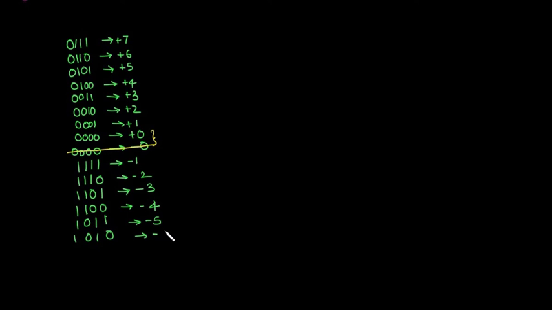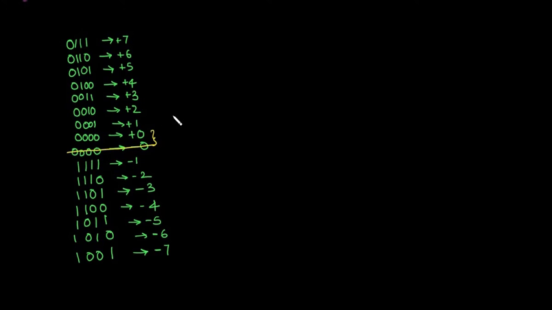This is negative 6, and are we writing it right? 0, 1, 0, 1, okay, right? And 1, 0, 0, 1. This is negative 7. Alright, we have represented all the positive values and all the negative values.